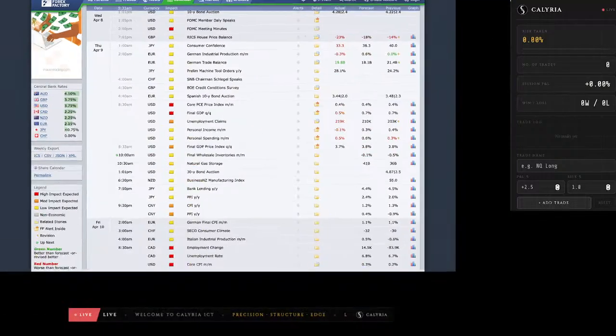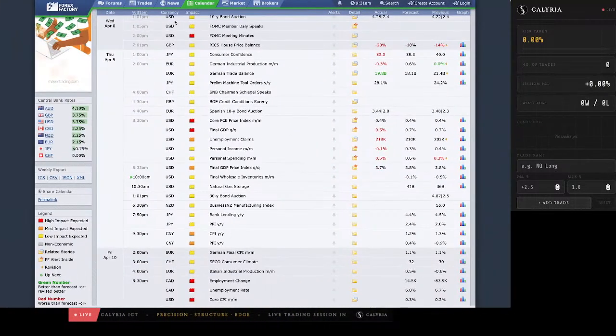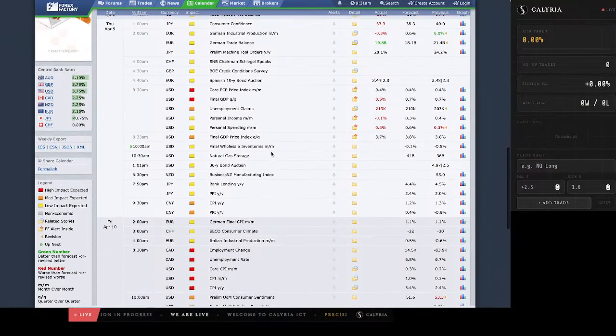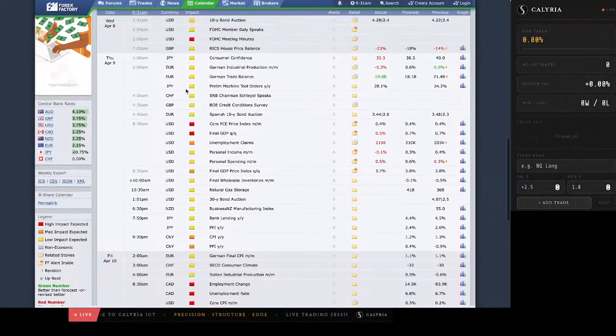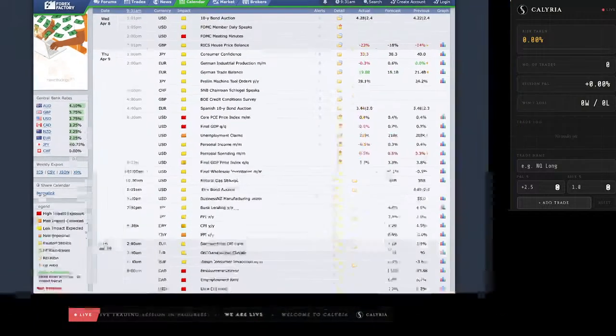What's in it for you? Let's go forward. Where's that screen? Here. So we had news at 8:30, and before that we didn't have any major news. Next we have news for a different pair, which I'm not looking at. So what am I going to do with this?